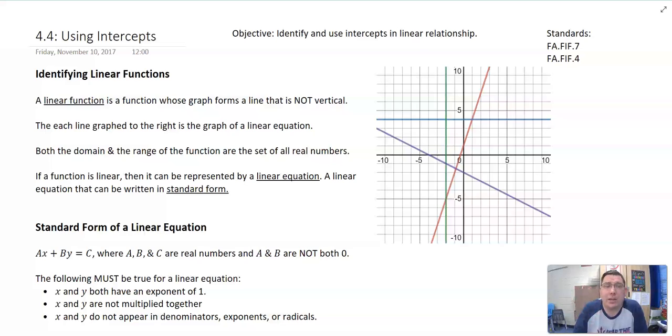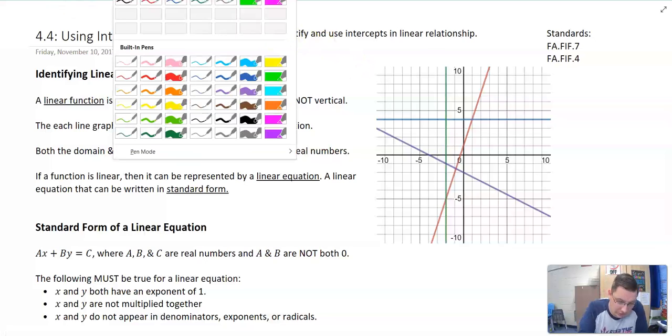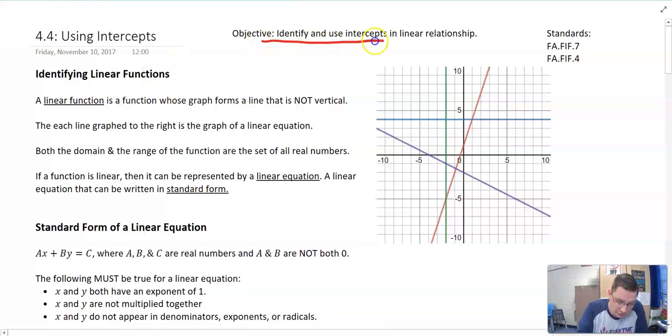Hey there, y'all. Today we're going to look at 4.4 on using intercepts, where this lesson might be more appropriately titled Standard Form of Linear Functions. Our objective in this section is to be able to identify and use intercepts in linear relationships. These fall under the two standards of F-IF 7 and F-IF 4 that we've done before.